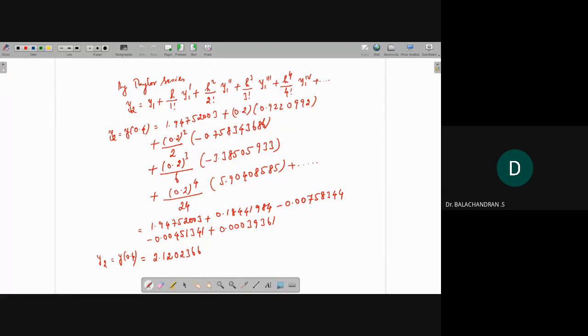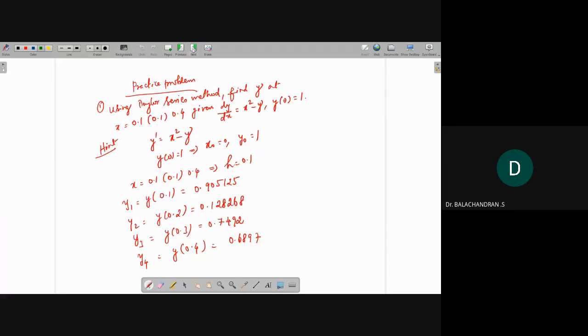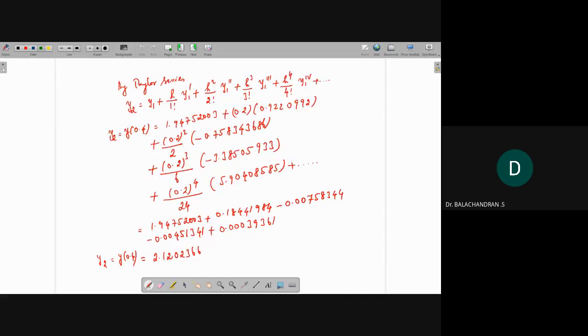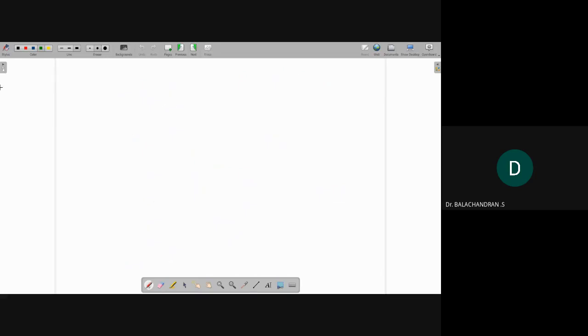Okay, so this is a practice problem I gave to you, but now I want to solve one problem here, because at least one problem we will do in the class. So the third problem. So now I'm choosing the third. I am expecting the answer from your side.